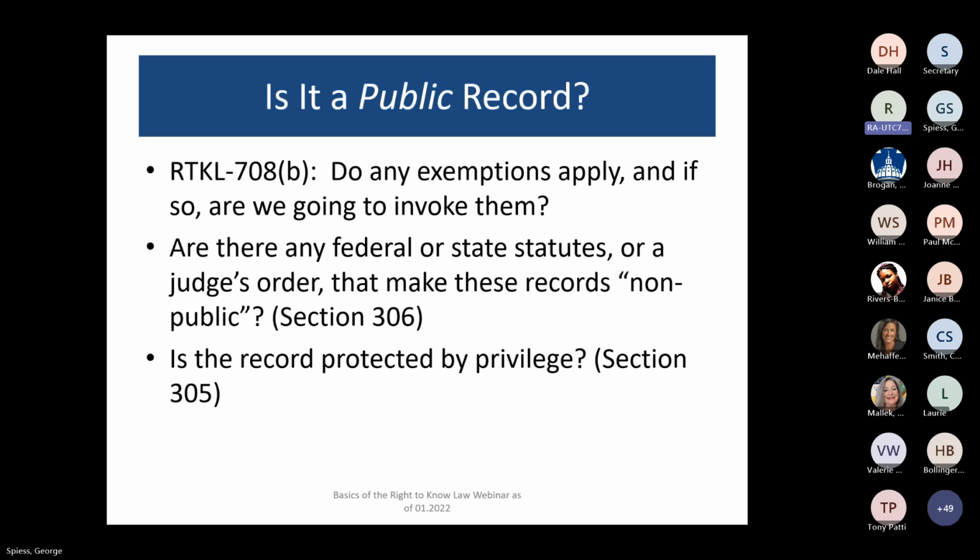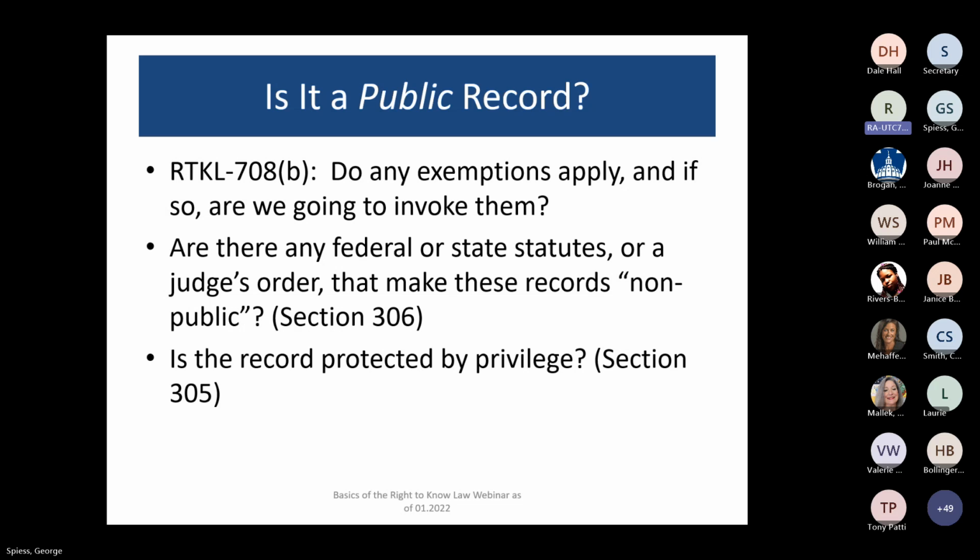Okay, what the heck is an exemption? Well, you go to section 708(b) of the Right to Know Law, and there are 30 exemptions, 1 through 30. An exemption is a definition of a record that the agency has the discretion to withhold from public release. And it covers a broad scope of records.